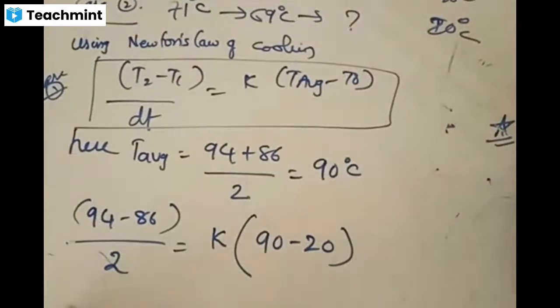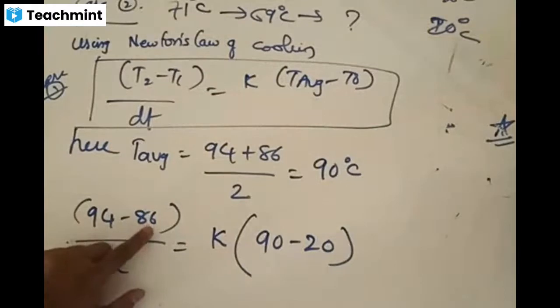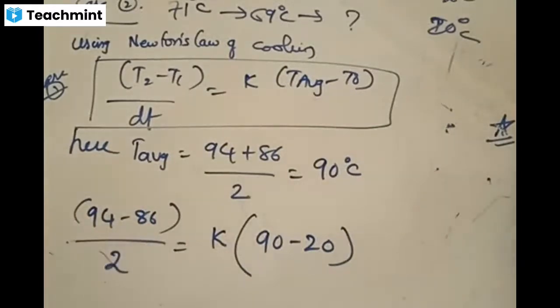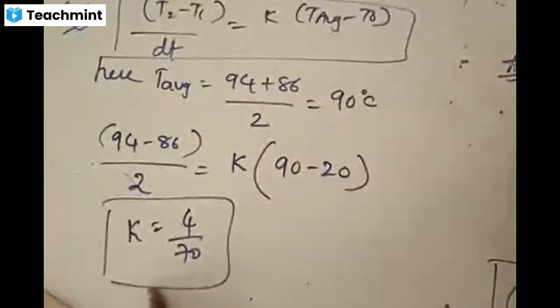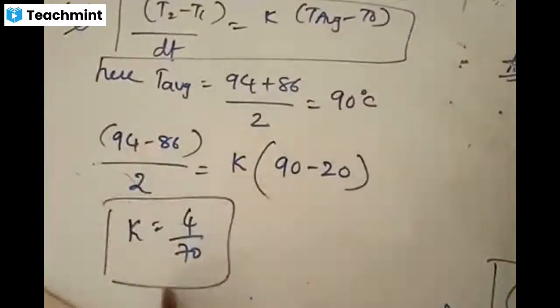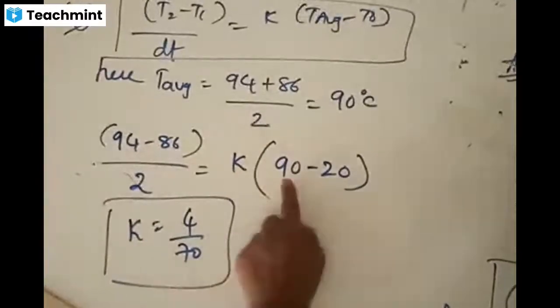That's fine. Okay, you are answering this, right? Plus how much it is? 16. 4 plus 4, 8. 8 by 2, 4. So K is equal to how much? 4 by 70. Value of K is obtained. Is this K value clear? Using this data, we determine the value of K.